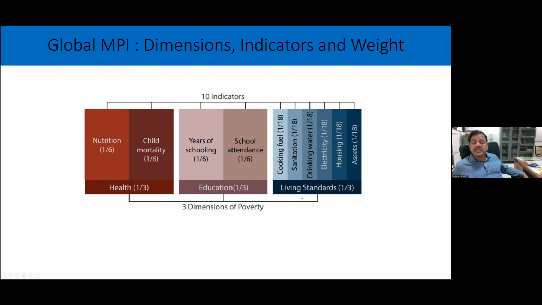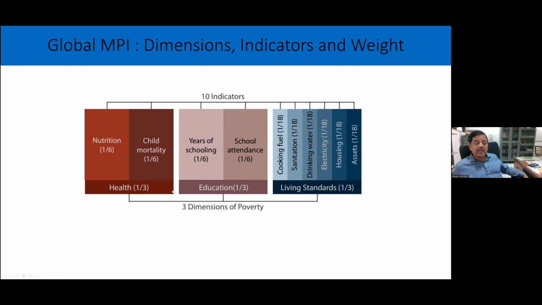Now coming to the living standards, there are a number of variables. There is no direct economic variable such as consumption or income in the NFHS survey. So it uses a set of proxies, which are housing structure, electricity, sanitation facilities, cooking fuel, and some of these assets. In total, you can see six variables are considered, and 1/3 divided by 6 gives a weight of 1/18 to each of these.